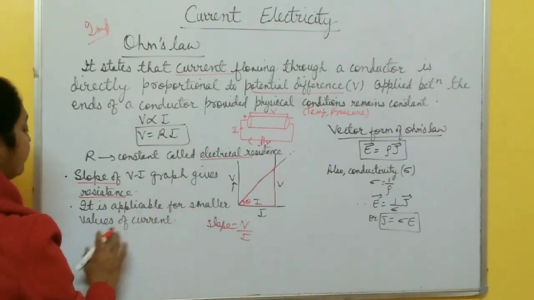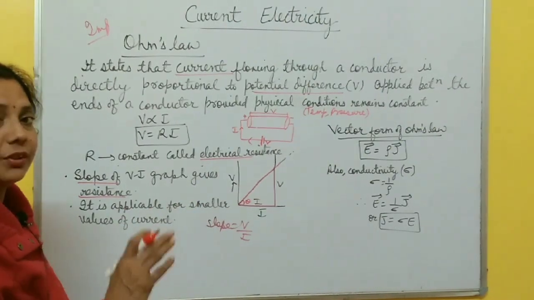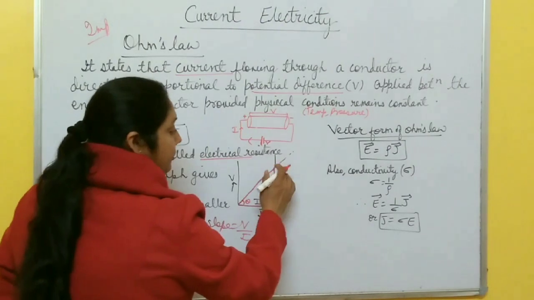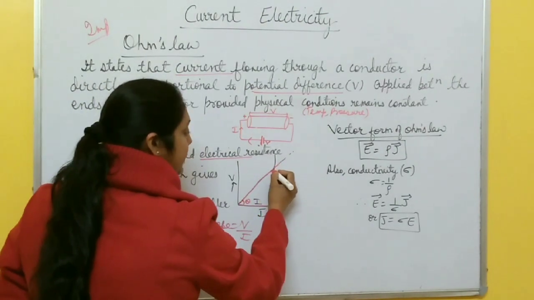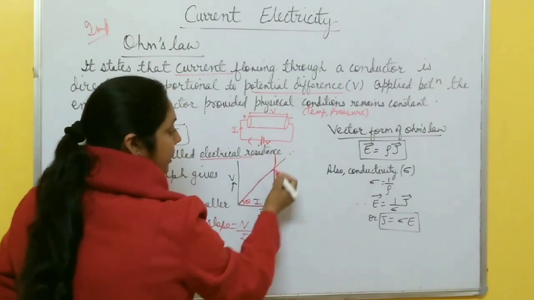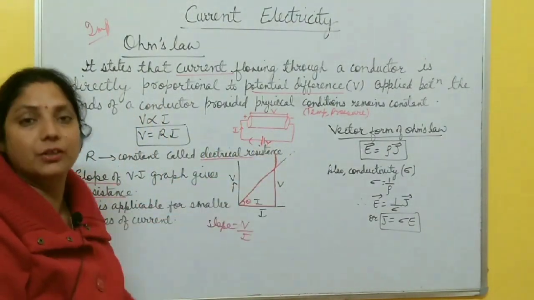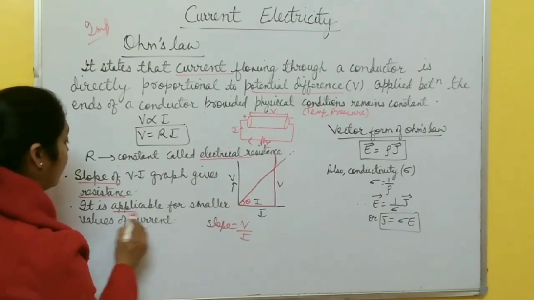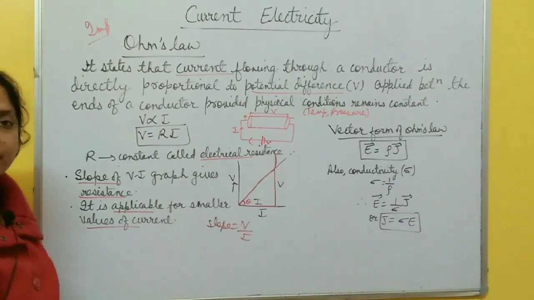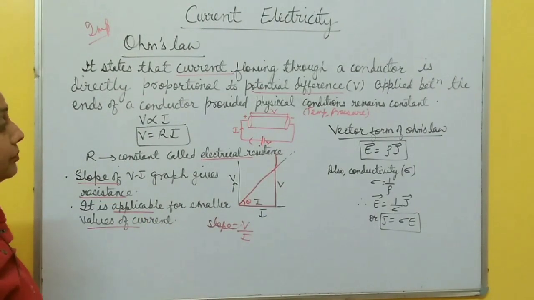And it is applicable for smaller values of current. If a larger value of current is there, then it deviates from this straight line. It follows this part. It means Ohm's law is not applicable for larger values of current. It is applicable only for smaller values of current, right? This is about Ohm's law.